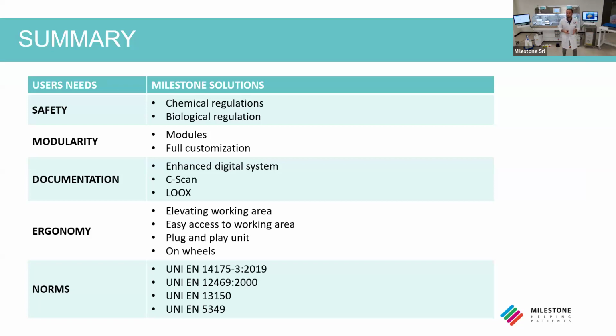We do have the possibility to mount cameras and also to have a digital system for acquiring image and video, the MacroPath system, also the C-scan for the cassette, and also the Lux for using MacroPath with the eyes. Then we do have an enhanced ergonomy, because as I told you, we can raise the working area according to the height of the operator, and easy access to commands, and again, a plug and play unit, and it's on wheels. So again, it can be easily moved.